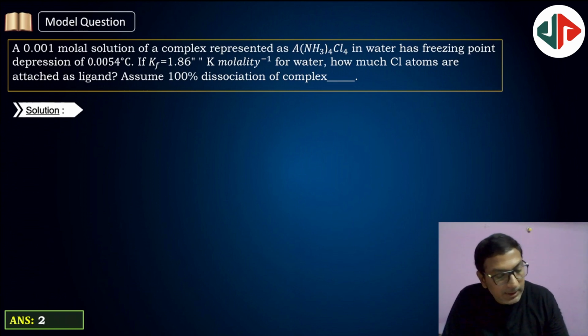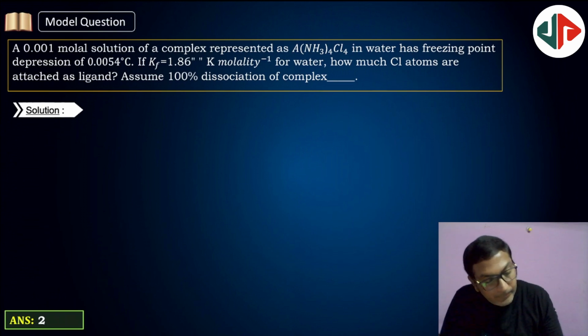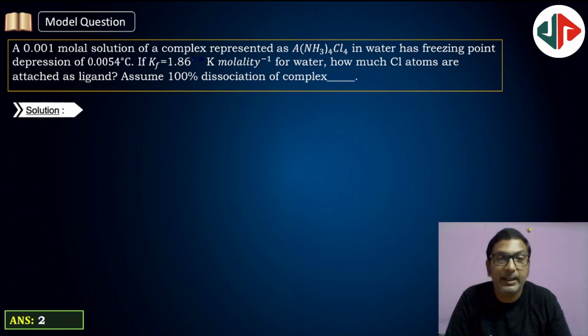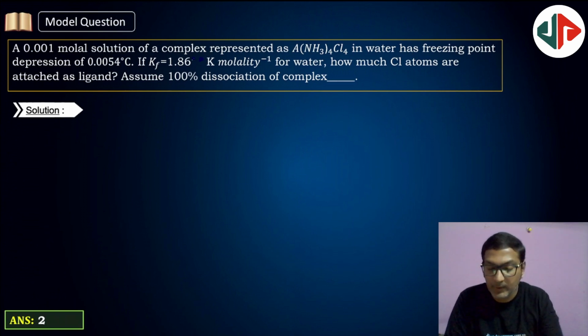A 0.001 molar solution of a complex A[(NH3)4Cl4] in water has a freezing point depression of 0.0054 degrees centigrade. If Kf equals 1.86 Kelvin kg per mole, or Kelvin into molality inverse, for water, how many Cls are attached as ligands? Assume 100% dissociation of the complex.